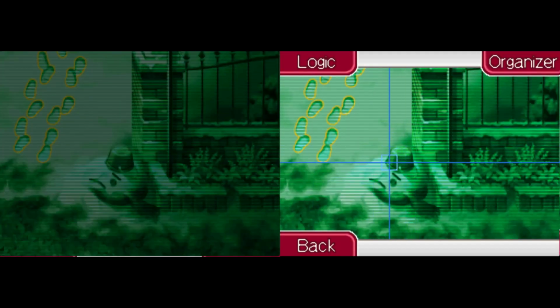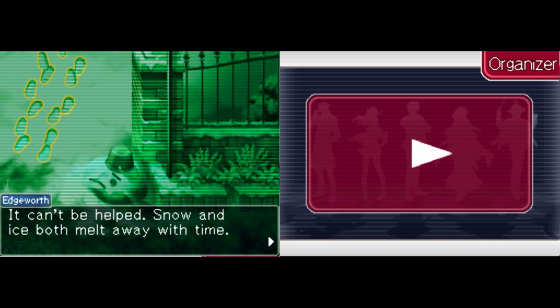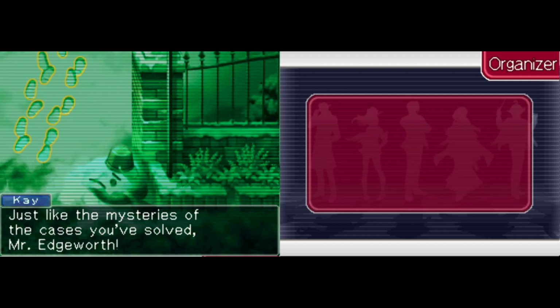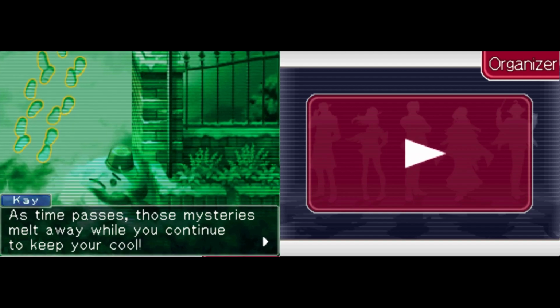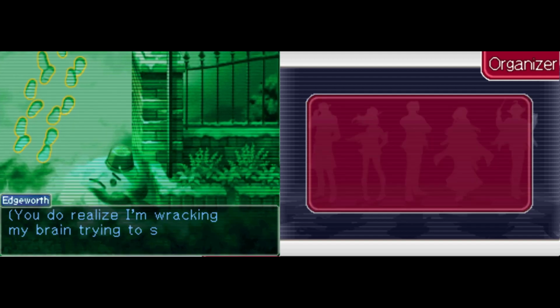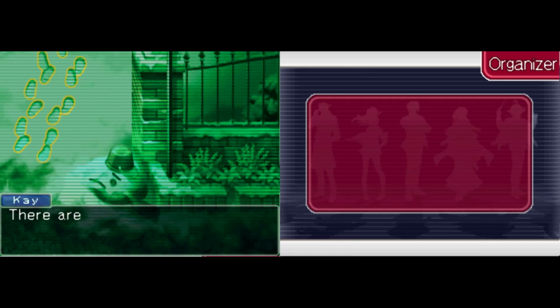Let's see here. What's going on with your face? This snowman has become a sad sight to look at. It can't be helped. Snow and ice both melt away with time. Just like the mysteries of the cases you've solved, Mr. Edgeworth. As time passes, those mysteries melt away while you continue to keep your cool. You do realize I'm racking my brain trying to solve those mysteries during a case. Yeah, me too, Edgeworth. What's happening with your hat? Nothing. Can we look at the footprints?